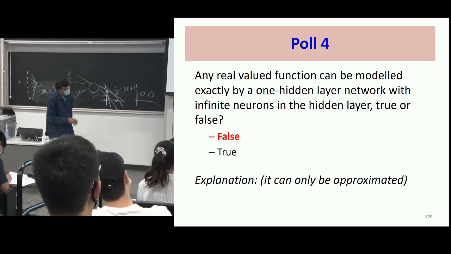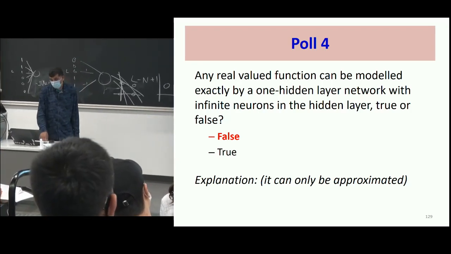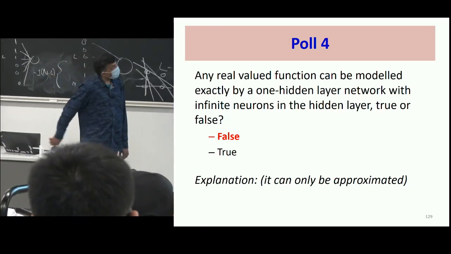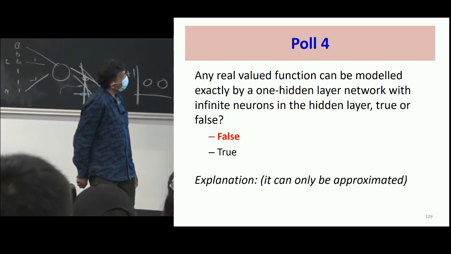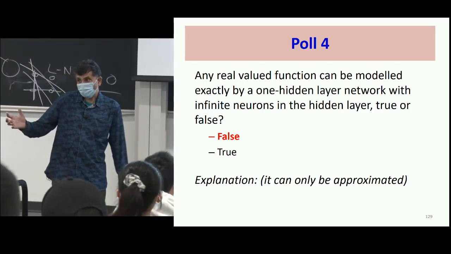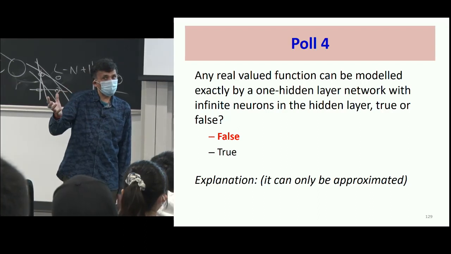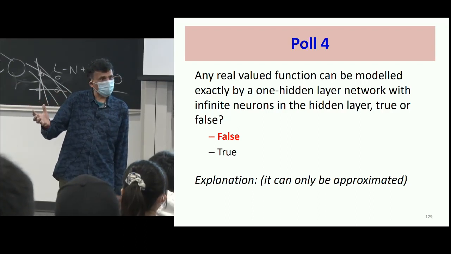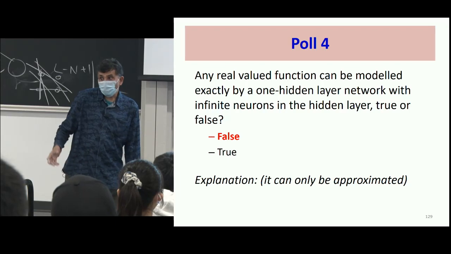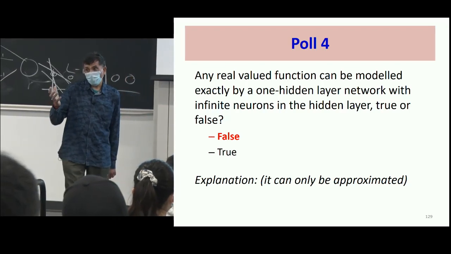Okay, stop it. It's a simple poll. Any real valued function can be modeled exactly by a one hidden layer network with infinite neurons in the hidden layer, true or false? How many of you thought it was true? How many of you thought it was false? You guys are right, because what did we say? Why is it false?